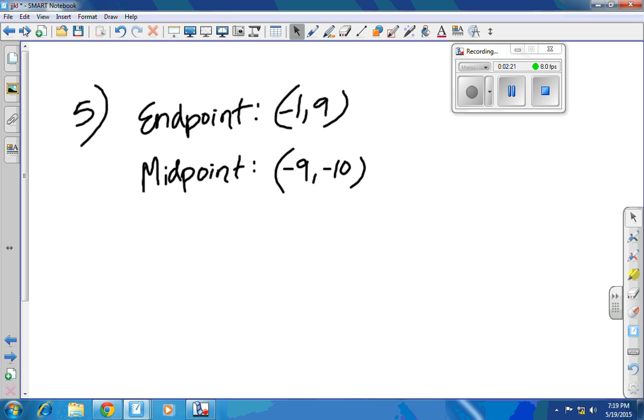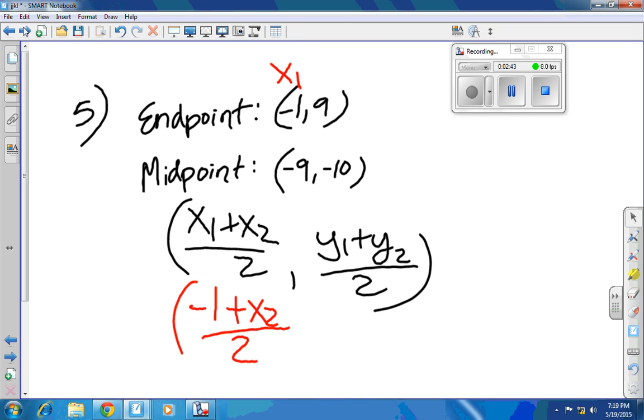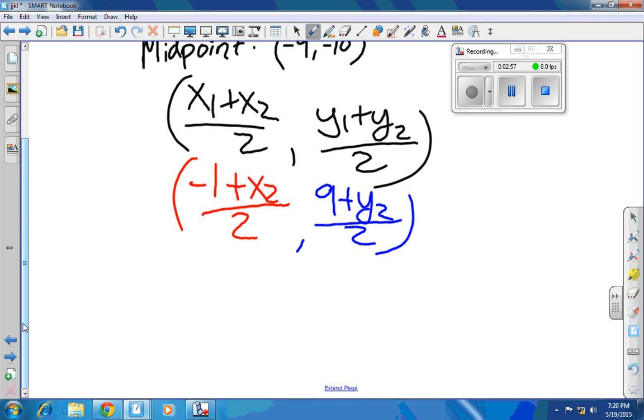Let's go on to number 5. We have to do the same thing. We're given one endpoint, we're given the midpoint, we need to find the other endpoint. So I start with my equation, (x1 plus x2) divided by 2, (y1 plus y2) divided by 2. I label x1 and I plug it in. I label y1, because this is point 1, and then I plug it in. (9 plus y2) divided by 2. Then I know that that midpoint is (negative 9, negative 10).